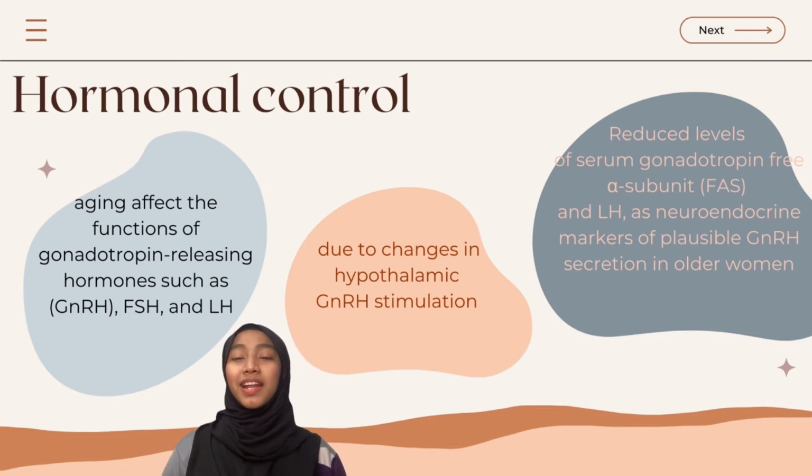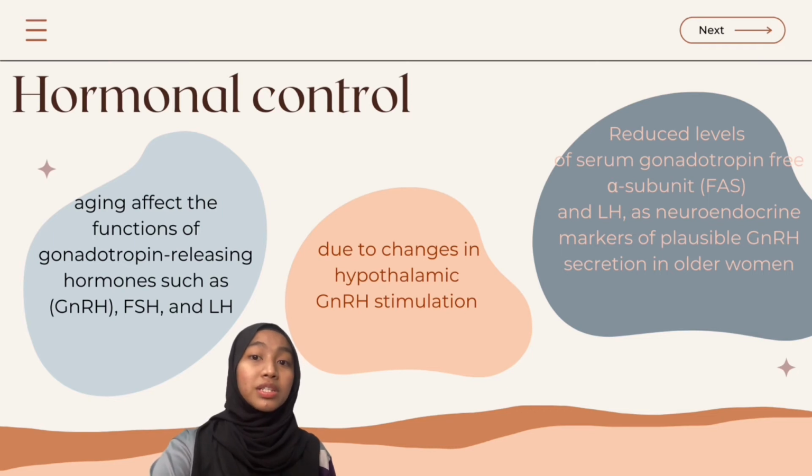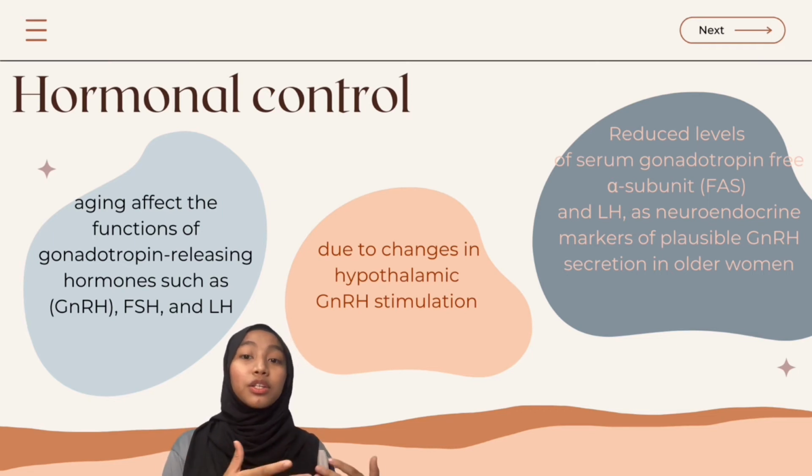There are studies that have demonstrated a decline in gonadotropin levels, especially LH, in postmenopausal women, most likely due to the changes in hypothalamic GnRH stimulation. Reduced levels of serum gonadotropin-free alpha subunit, or FAS, and LH as neuroendocrine markers of possible GnRH secretion were reported in a group of postmenopausal women compared with their younger peers.